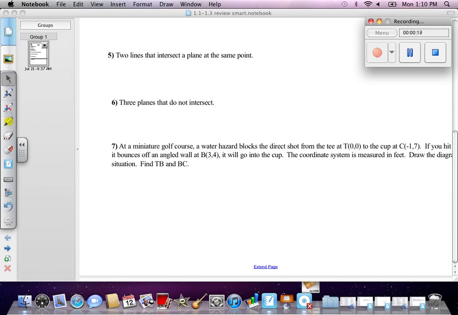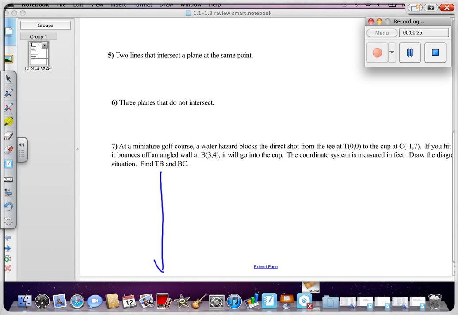We're at a miniature golf course. A water hazard blocks the direct shot from the tee at T is 0, 0. So I'm going to make myself a little graph. And I know right here at 0, 0 is T. The cup is at -1, 7. So I go -1, 1, 2, 3, 4, 5, 6, 7. Right here is C.